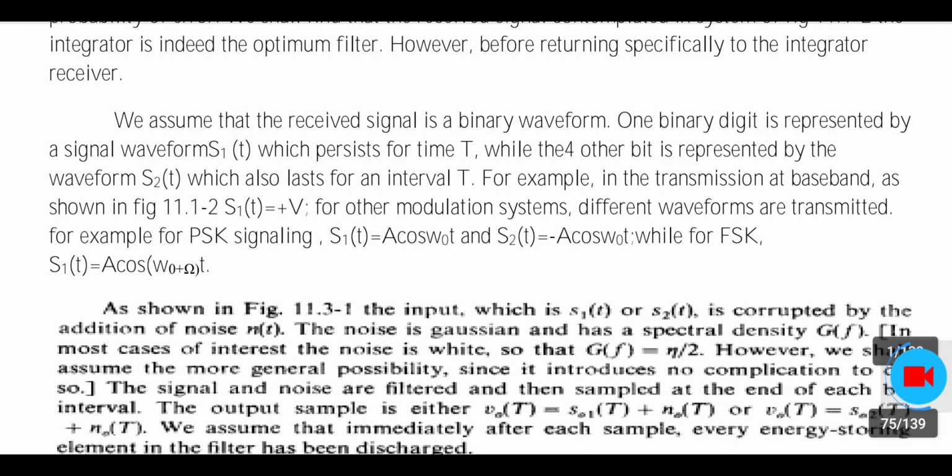S1 is A cos omega naught t, and S2 is the opposite, that is, for 1 or 0, minus A cos omega naught t. For FSK, S1 is A cos of omega naught plus omega t. That means it simply delivers the binary information as high and low.